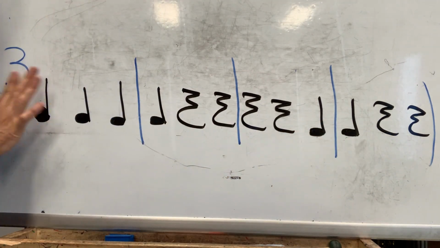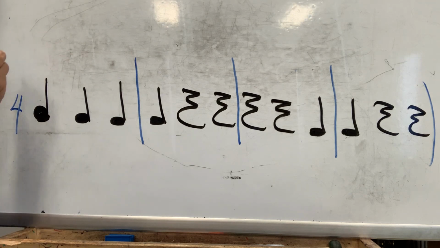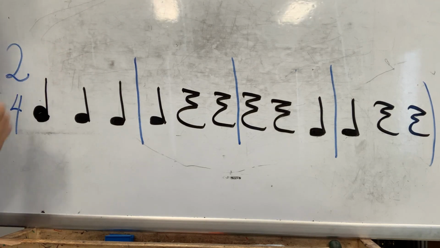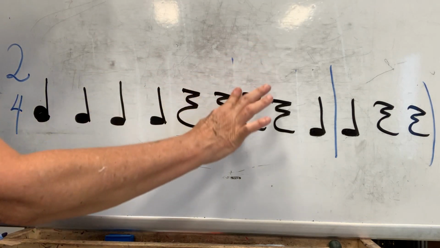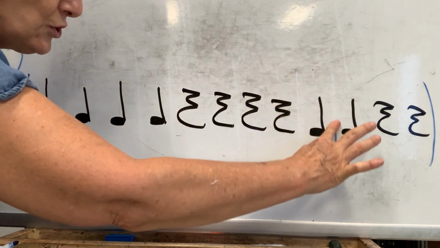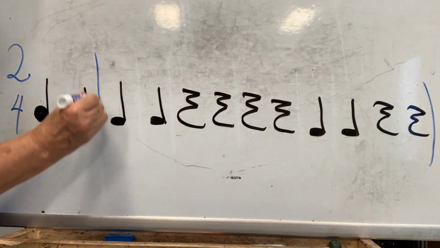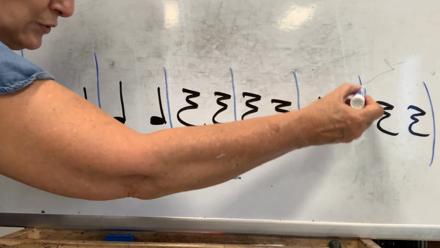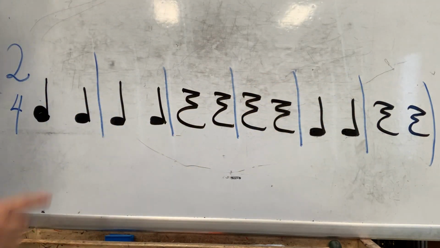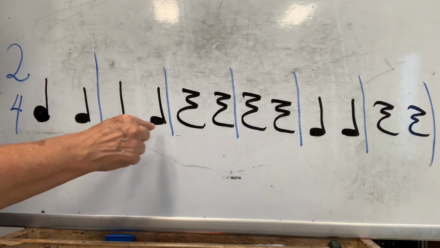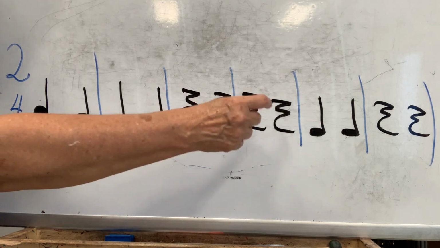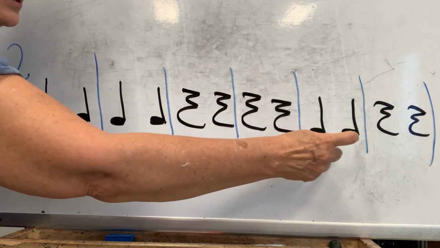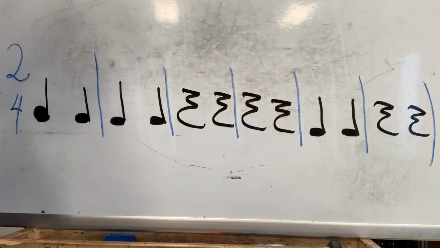And sometimes instead of these 3, they do this. What do you think that will mean? 2 beats in each box. So I have to erase these ones, and now I have to put my lines every 2 beats. 1, 2. This will sound like this. 1, 2, 1, 2, 1, 2, 1, 2, 1, 2, 1, 2.